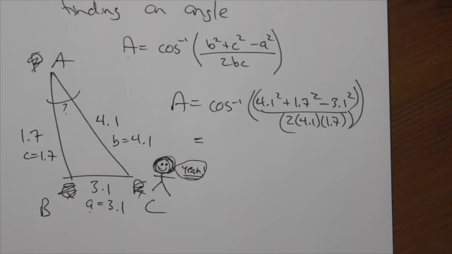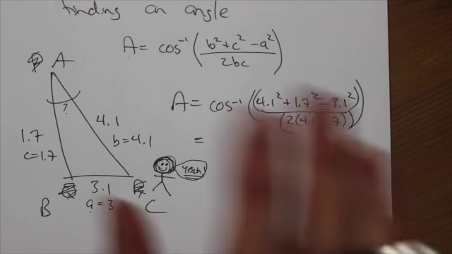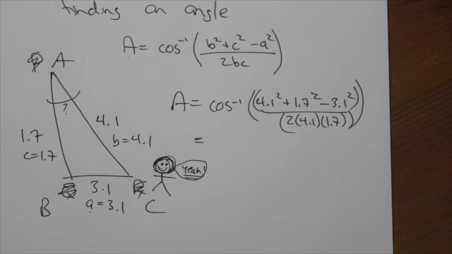So now we'll do the inverse cosine. Put a set of brackets up there, 4.1 squared, plus 1.7 squared, minus 3.1 squared. And again, I make sure that that is all inside that set of brackets, divided by, and I put another set of brackets down at the bottom here.